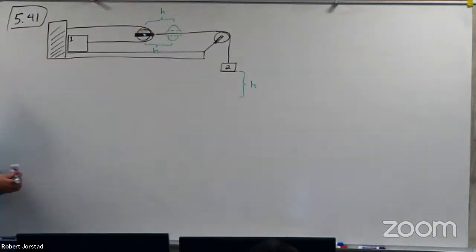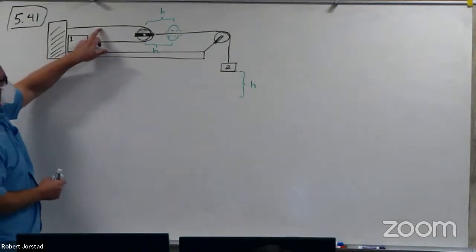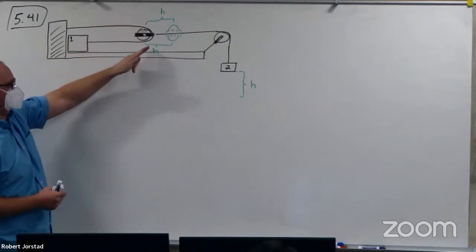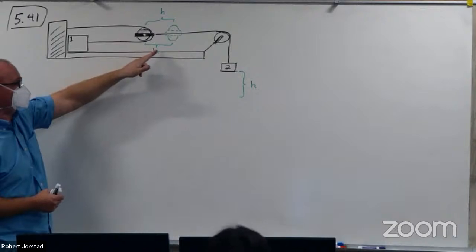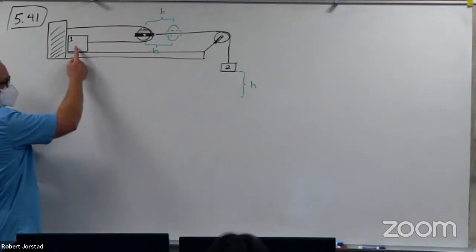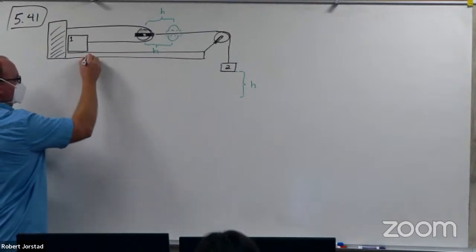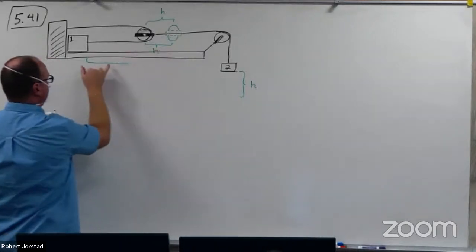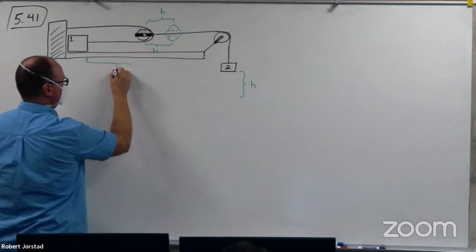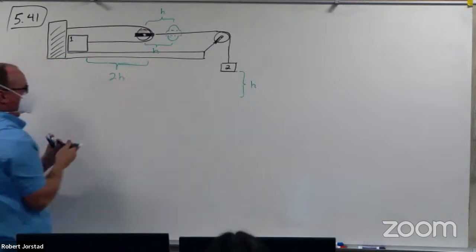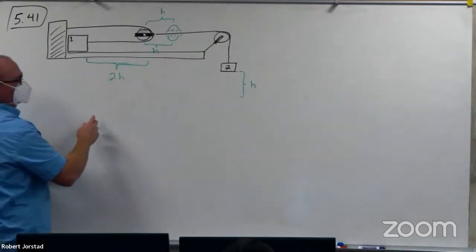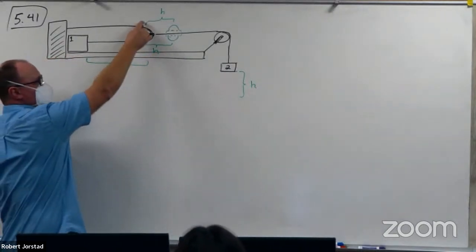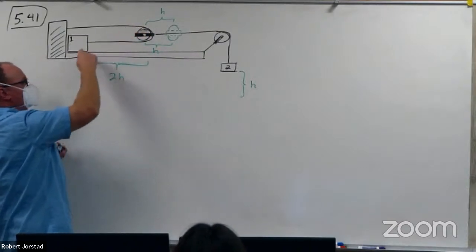So if it has to move distance H, how much string do you have to add to the top side of the pulley? H. How much string do you have to move here on the bottom side as well? So how much does object 1 have to move? 2H. Think about this. Let's say this is 1 centimeter of string. I pull 1 centimeter down. I need to add 1 centimeter to the top and move this bottom 1 centimeter. That's 2 centimeters this block has to move.